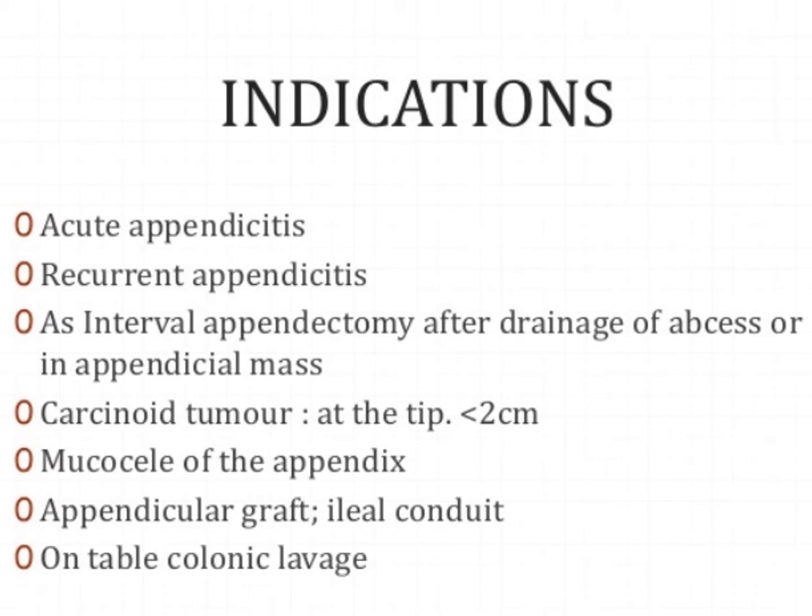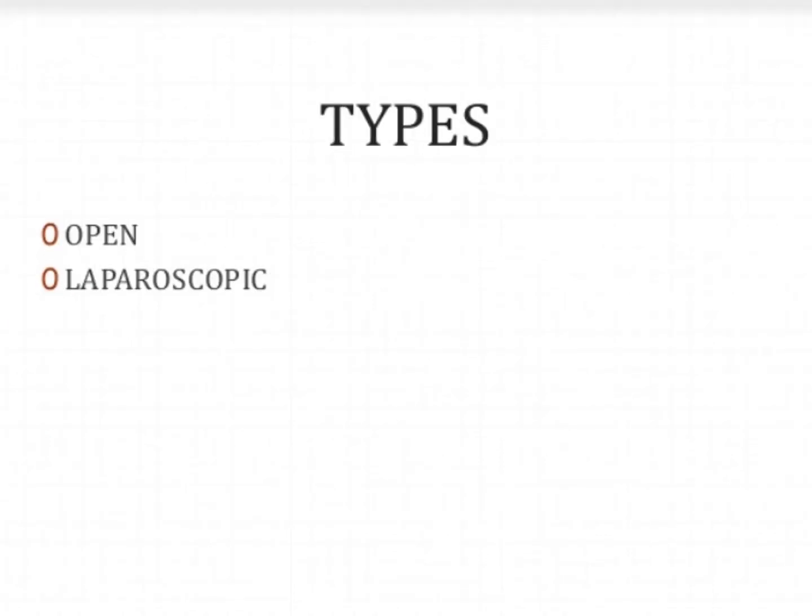The first and foremost is acute appendicitis, then recurrent appendicitis, as an interval appendicectomy after drainage of an abscess or an appendiceal mass after an interval of 4 to 6 weeks. In cases of carcinoid tumors, mucocele of the appendix, as a Monti graft or an ileal conduit, or for on-table colonic lavage. For all these procedures, appendicectomy can be performed in two ways, either open technique or laparoscopically.